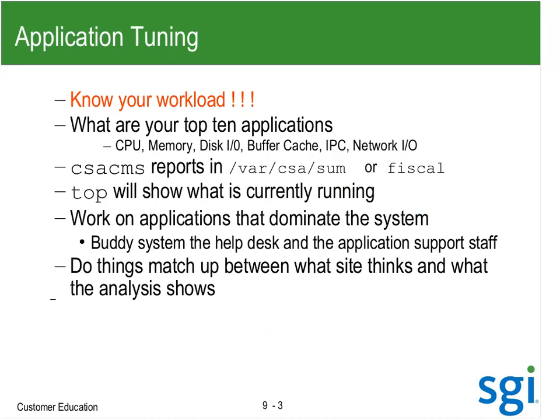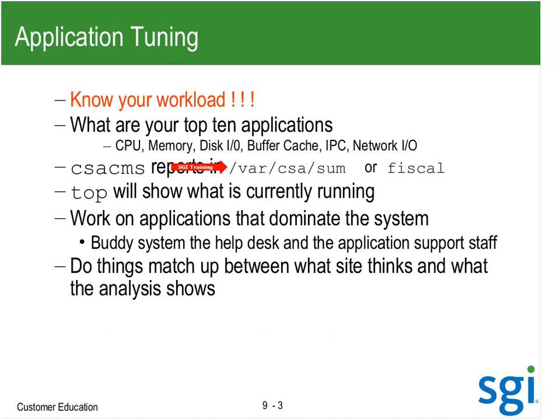So first of all, this is where I left off. Know your workload. I didn't have enough data to go into SPV and start plotting it, so I was just using the CSA conf command to get my CPU, my memory, my disk. Is it buffer cache intensive? Is it using IPC? Is it doing network I/O? Find your top 10 applications. So the PBS accounting data, or CSA, also has top command usage information. So CSA CMS has reports in /var/csa/sum.